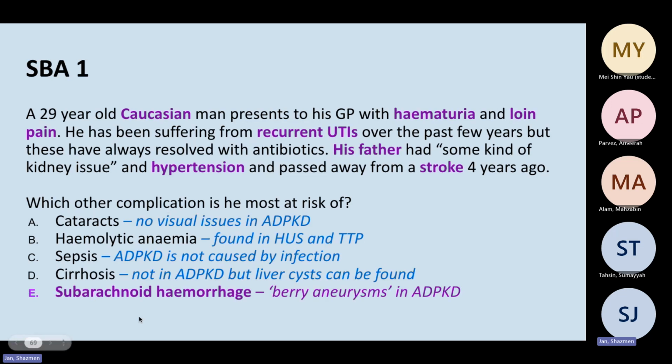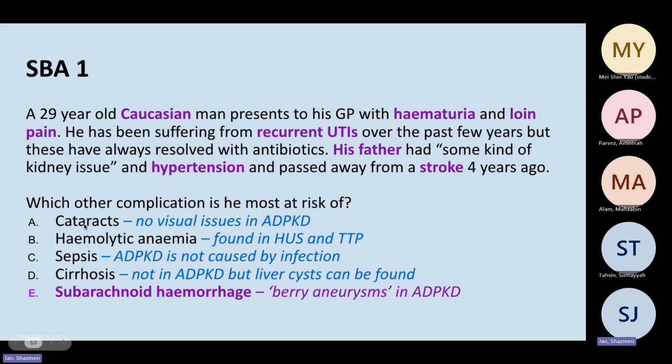So the answer is actually subarachnoid hemorrhage. So based on the stem, we can infer that the patient has ADPKD, or autosomal dominant polycystic kidney disease, because he's quite young and he keeps having these kidney problems. And his dad also had the same thing. So we can see there's kind of this inheritance happening. And he passed away from a stroke. So we know that in ADPKD, it predisposes patients to developing berry aneurysms, which can then burst and lead to a hemorrhagic stroke, which is what we can assume the father passed away from.